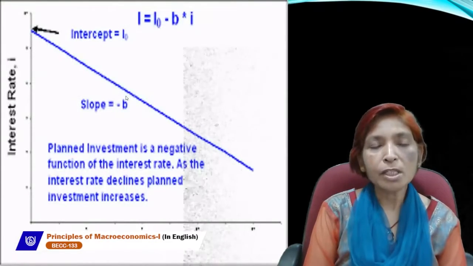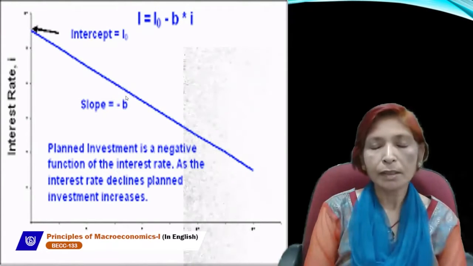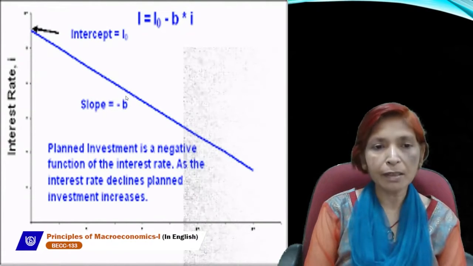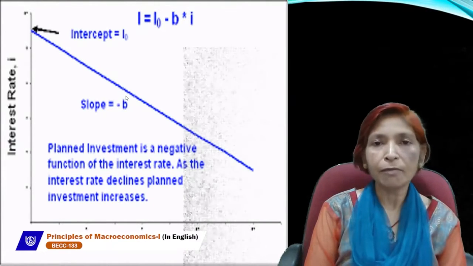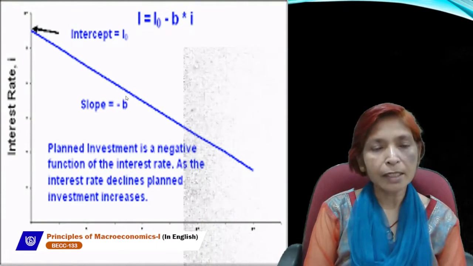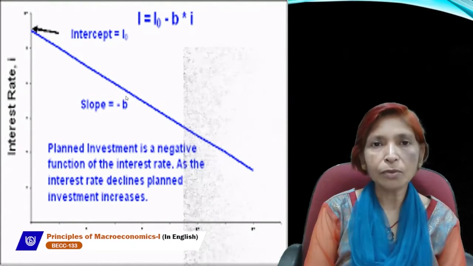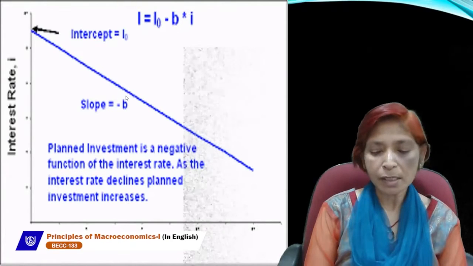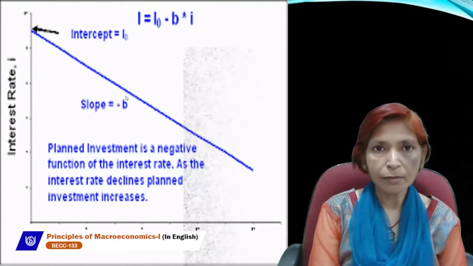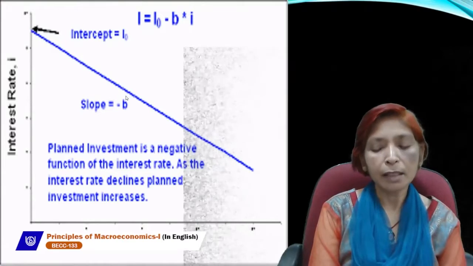Next, the investment curve is always downward sloping: as the interest rate falls, investment increases. There is an inverse relationship between interest rate and investment, so the curve will be downward sloping, its slope is negative, and the diagram will go downward from left to right. So this is the investment curve, which always remains downward sloping due to the inverse relationship between interest rate and planned investment.